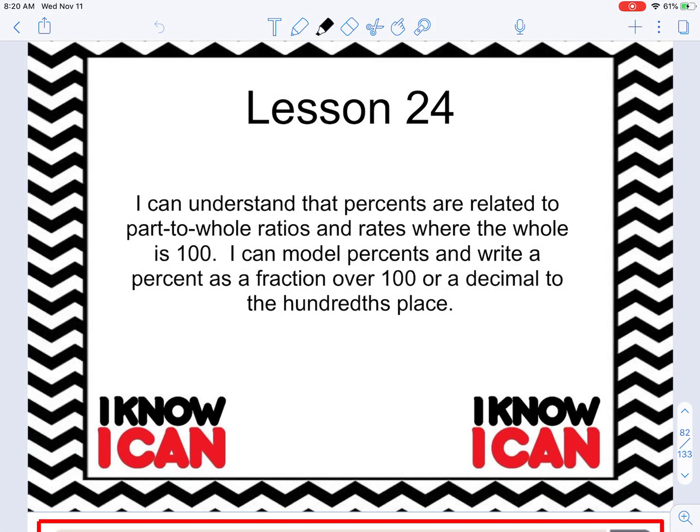Good morning, guys. We're going to go ahead and get started with lesson 24. Lesson 24 deals with percentages. Some things to go over before we start. Just remember that percent means out of 100.